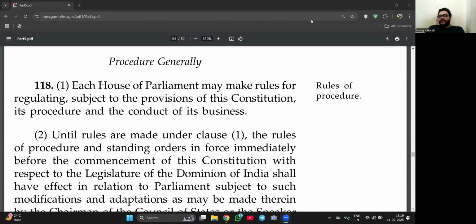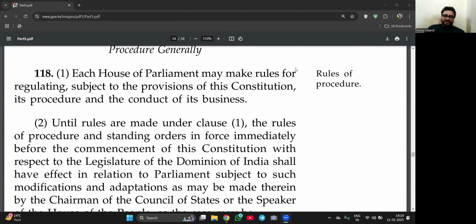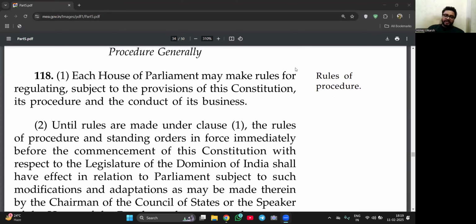Procedure generally, Article 118, the rules of procedure. Clause 1. Each House of Parliament may make rules for regulating, subject to the provisions of this Constitution, its procedure and the conduct of its business.